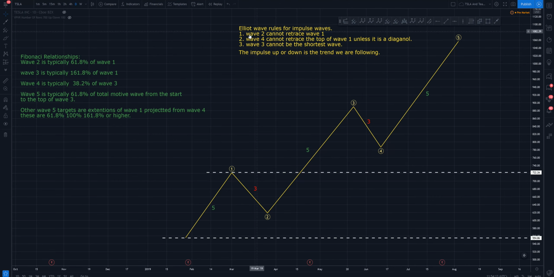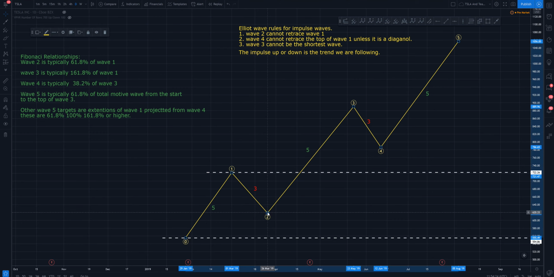There are, however, a series of rules which must be obeyed when identifying an impulse wave. Wave 2 cannot retrace wave 1. This is rule number 1. That means that this wave here cannot extend beyond the start of wave 1. Rule number 2. Wave 4 cannot retrace the top of wave 1 unless it is a diagonal. Now we will cover leading and ending diagonal patterns in our alternative motive waves in a future video, but for the moment we are focusing purely on the impulse wave, and this rule is strict. The 4 cannot retrace the top of the wave 1.